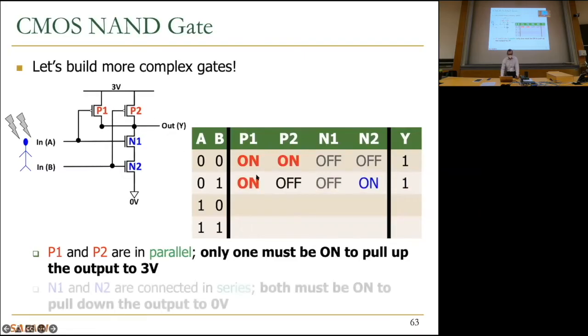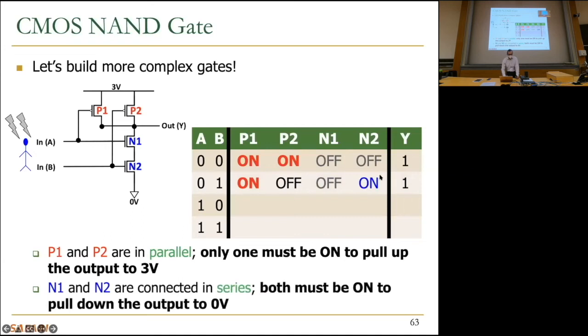So if you have 0, 1, P1 is on. Even though N2 is on, it doesn't matter because N1 has to be on also so that output gets connected to the lower voltage level. So if A and B are like this, you still get 1 at the end, 3 volts. Again, just to be complete, if A is 1, B is 0, something similar happens.